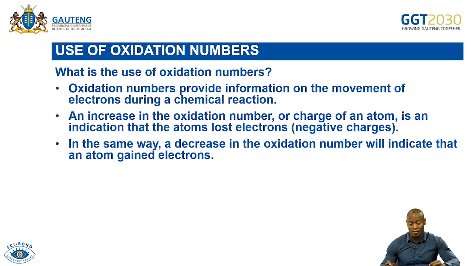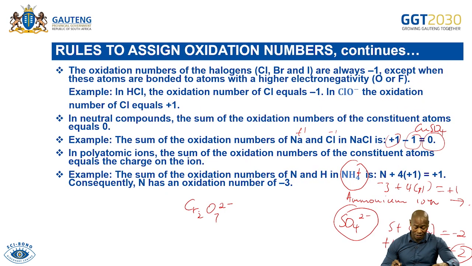So when we use oxidation numbers, we'll be able to tell which atom is losing electrons and which atom is gaining electrons. Remember, for the one that gains, there must be a decrease in oxidation number. For the one that loses electrons, there must be an increase in oxidation number. So that is how oxidation numbers assist us to track the movement of electrons in a chemical reaction.